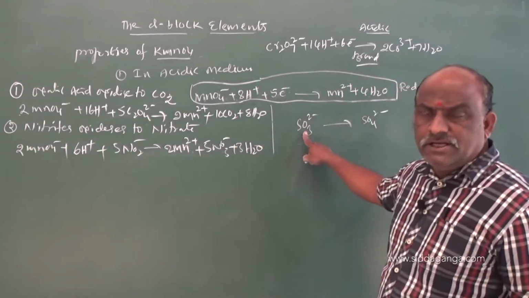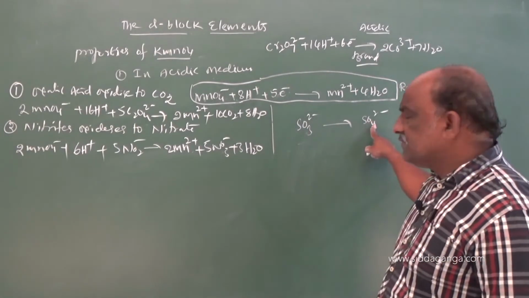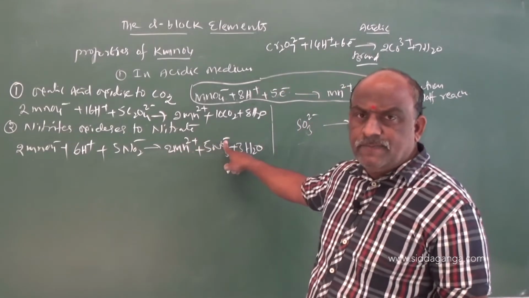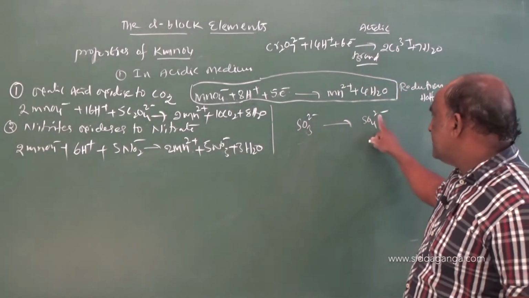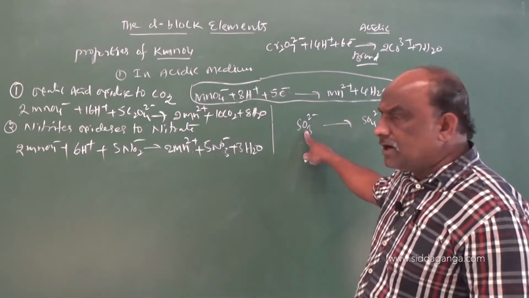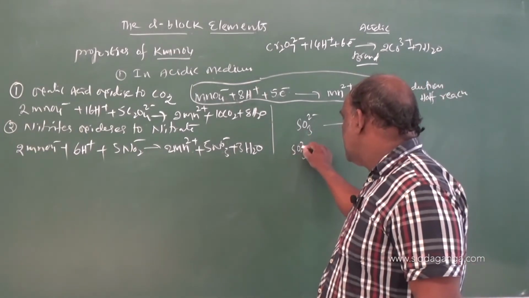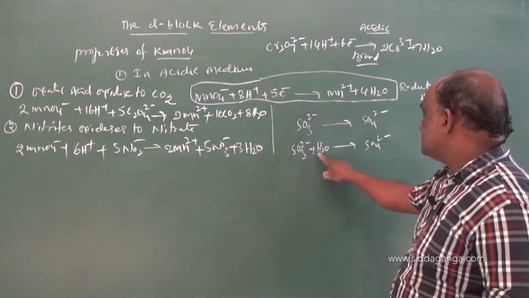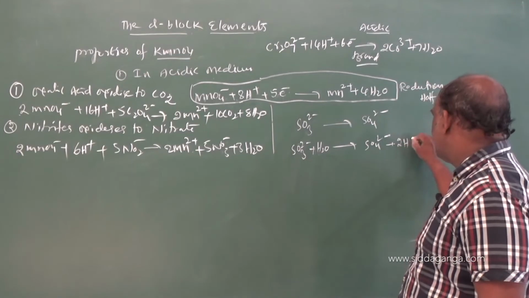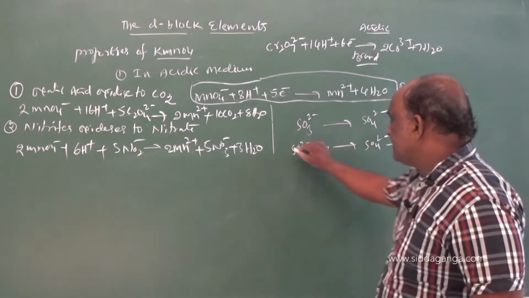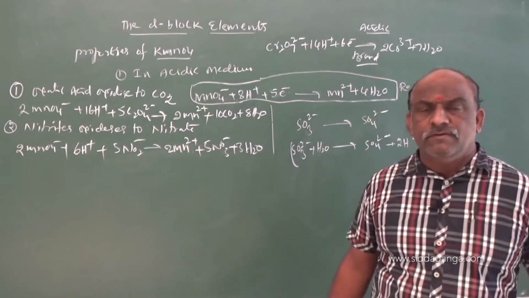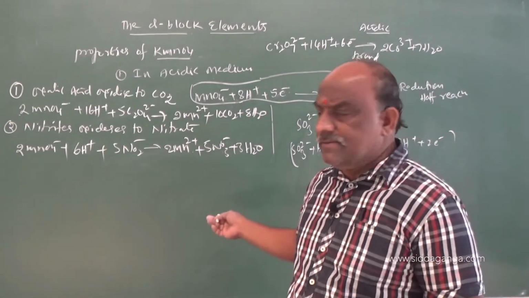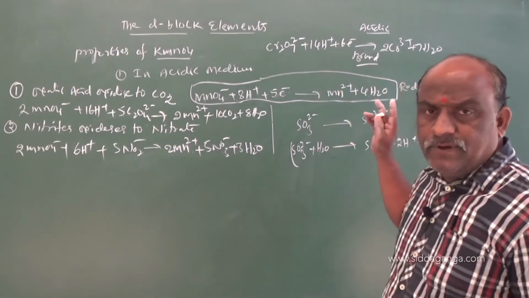Sulfite SO3 2 minus, sulfate SO4 2 minus, same as nitrite with minus 1 charge. Here also sulfite has minus 2 charge. So it requires one water molecule: SO3 2 minus plus water gives SO4 2 minus, with addition of 2H plus and 2 electrons. Same reaction we found with respect to the nitrites. Nitrite and sulfite follow the same mechanism, same products, same process.